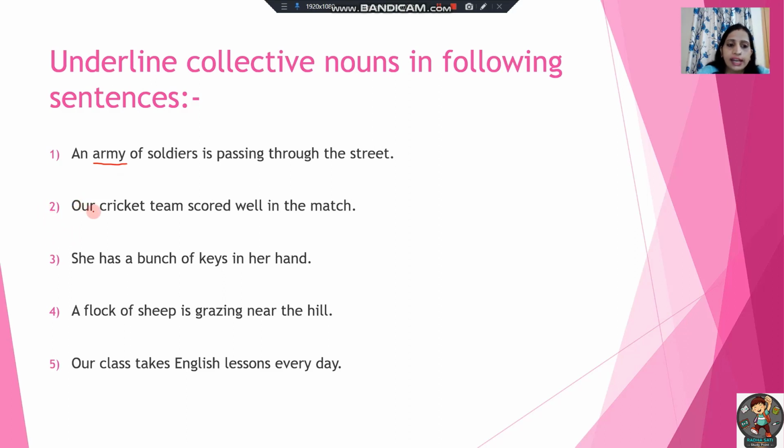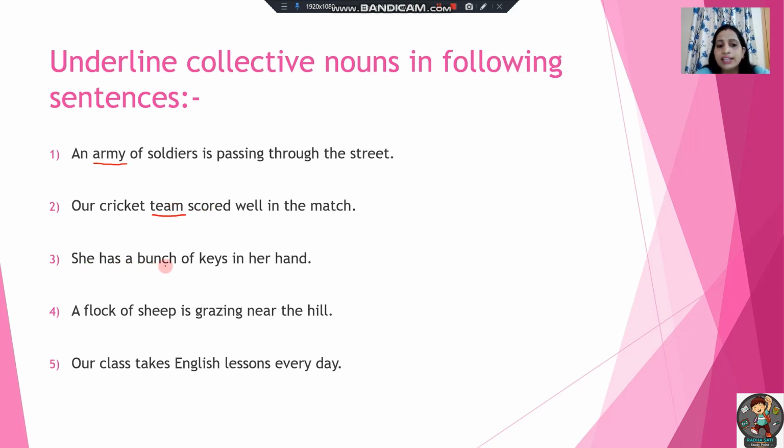Now come to the second. Our cricket team scored well in the match. So here we know that in a cricket team, in one team there are 11 players. So for those 11 players, we are using one collective noun, that is team. So here we are talking about all those players. So the group of players we can represent by the word team.